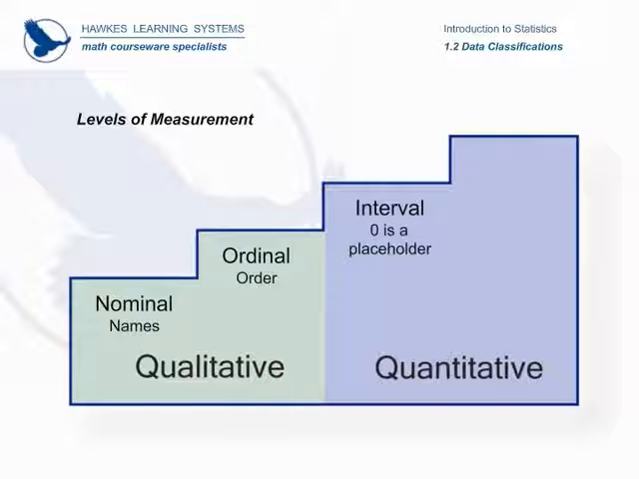In terms of quantitative data, we have intervals where 0 is simply a placeholder, not representing a value. And then we have ratios in quantitative data, wherein 0 means the absence of something. So that's our two types of data, qualitative and quantitative, and the levels of measurement that are within them.